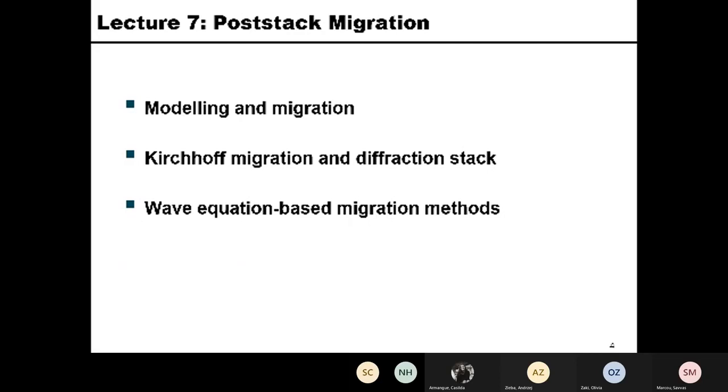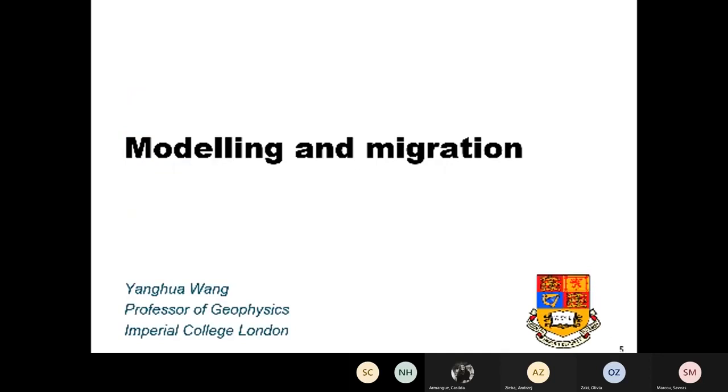And then we're talking about 2 groups of methods. One's called Kirchhoff migration or diffraction stack. We will see the difference. This first group of migration is integration. According to the name stack, stack means summation. Summation is a discrete form of integration. So the first group of methods is integral method. And the second group of method is an equation-based method. Modeling migration.